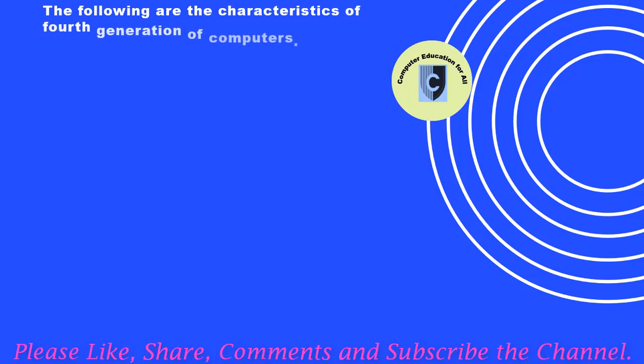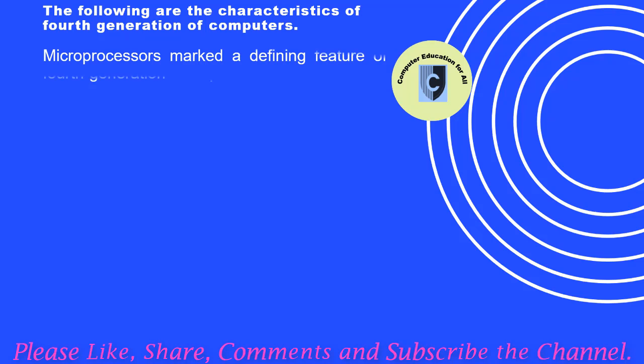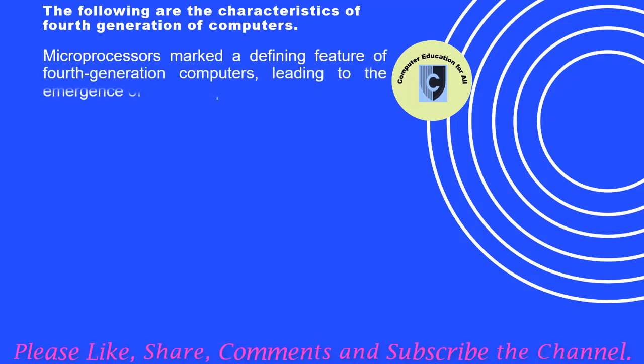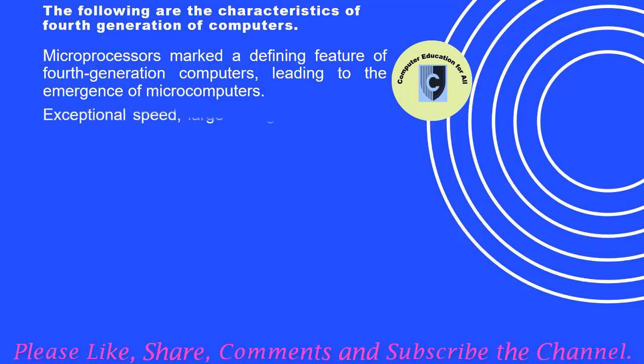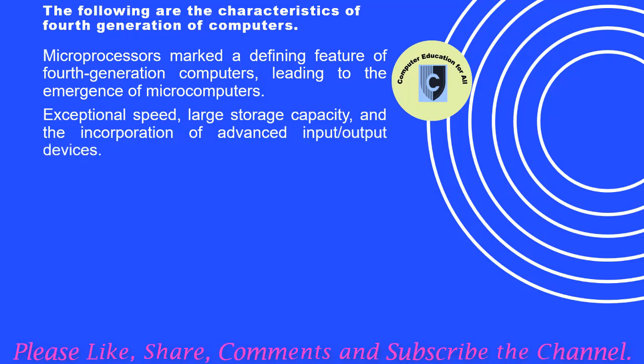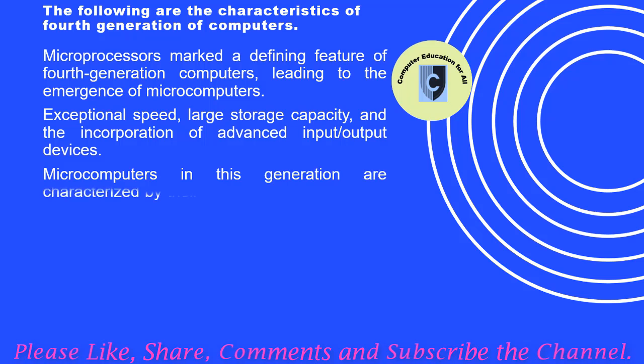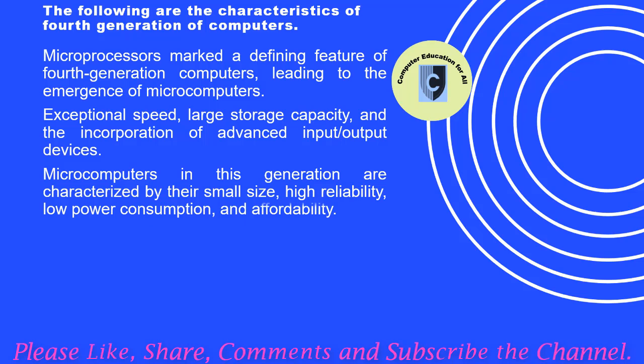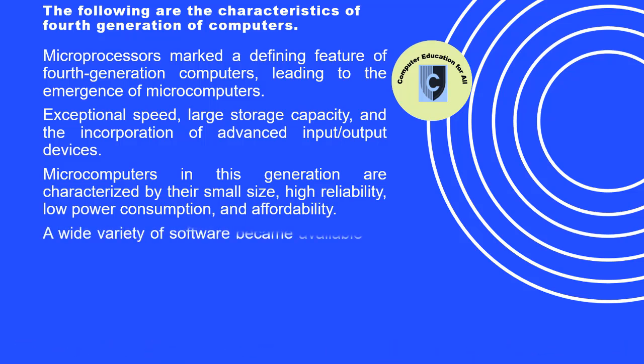The following are the characteristics of the fourth generation of computers. The introduction of microprocessors marked a defining feature of fourth generation computers, leading to the emergence of microcomputers. Fourth generation computers are known for exceptional speed, large storage capacity, and the incorporation of advanced input-output devices. Microcomputers in this generation are characterized by their small size, high reliability, low power consumption, and affordability.